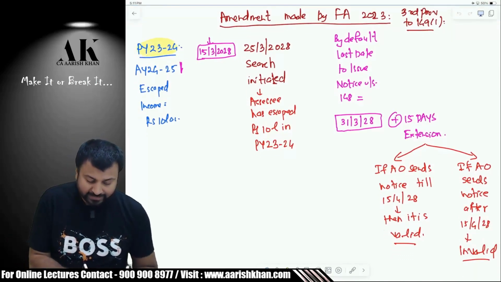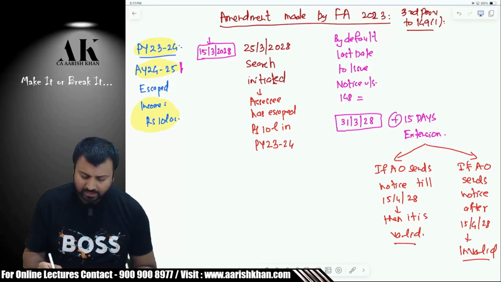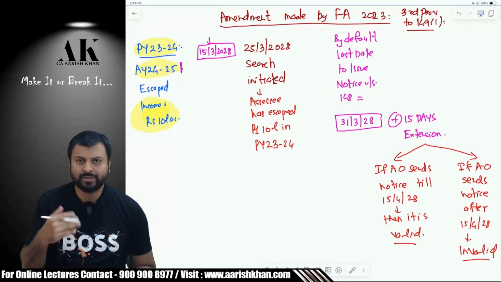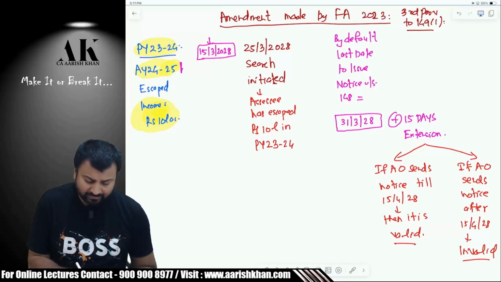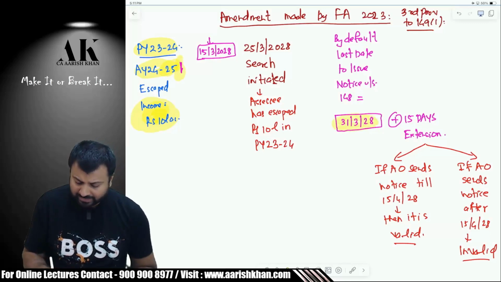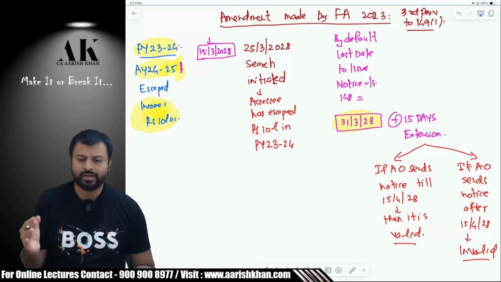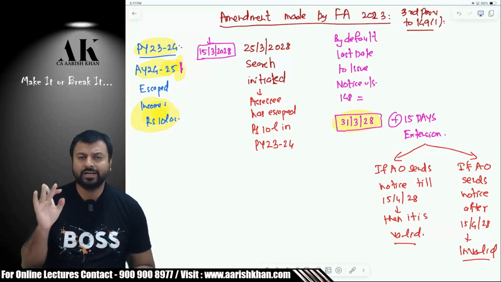Now previous year 23-24 is going on. This is assessment year 24-25. Now suppose in this year you have escaped an income of 10 lakh rupees. So now for this year the notice can be sent maximum till how many years? 3 years from the end of the relevant assessment year. Now 3 years from the end of the relevant assessment year will come to 31st March 2028. The due date will be the last date to send the notice to the assessee.